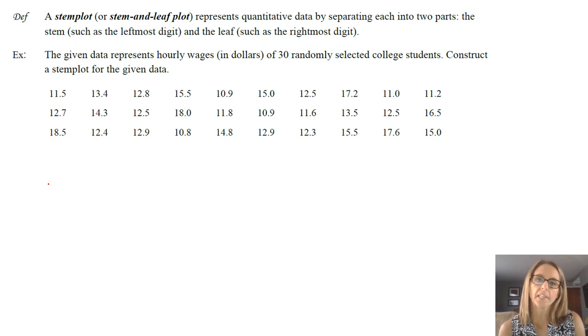Okay. And the other graph, and this is the last type of way to display data, is a stem plot. A stem plot is the idea of having data that is a stem and then a leaf. We're actually going to be putting this on the next page because I didn't have this space. But we're going to make a stem plot with this data. It's the wages of 30 randomly selected college students.